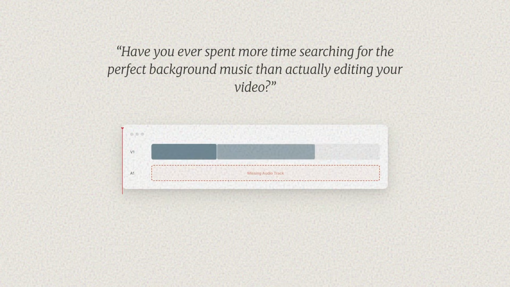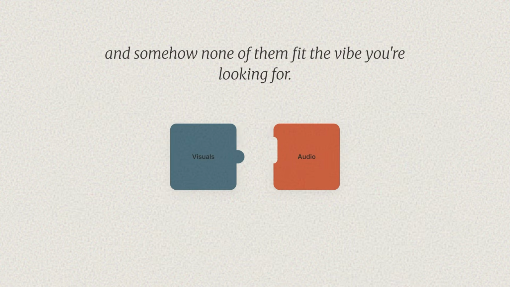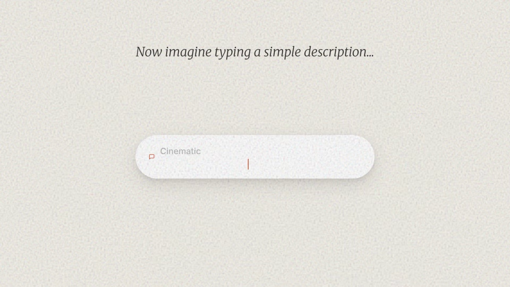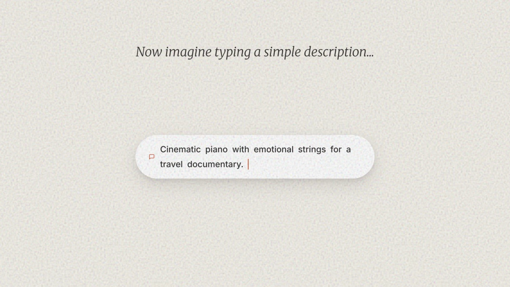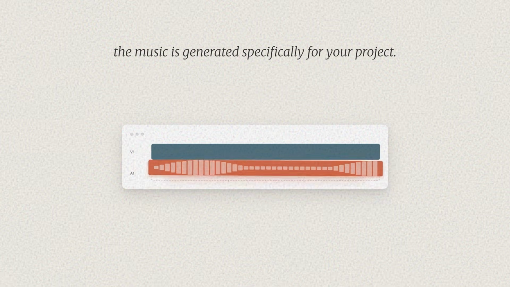Have you ever spent more time searching for the perfect background music than actually editing your video? You scroll through endless royalty-free libraries, preview dozens of tracks, and somehow none of them fit the vibe you're looking for. Now imagine typing a simple description like, "cinematic piano with emotional strings for a travel documentary." And seconds later, the music is generated specifically for your project.